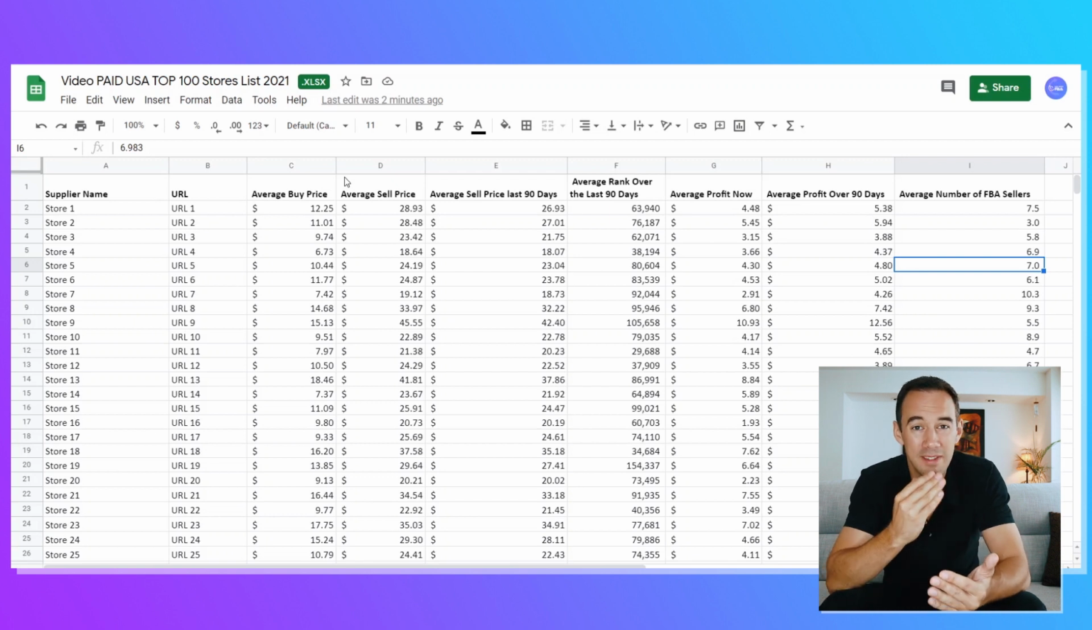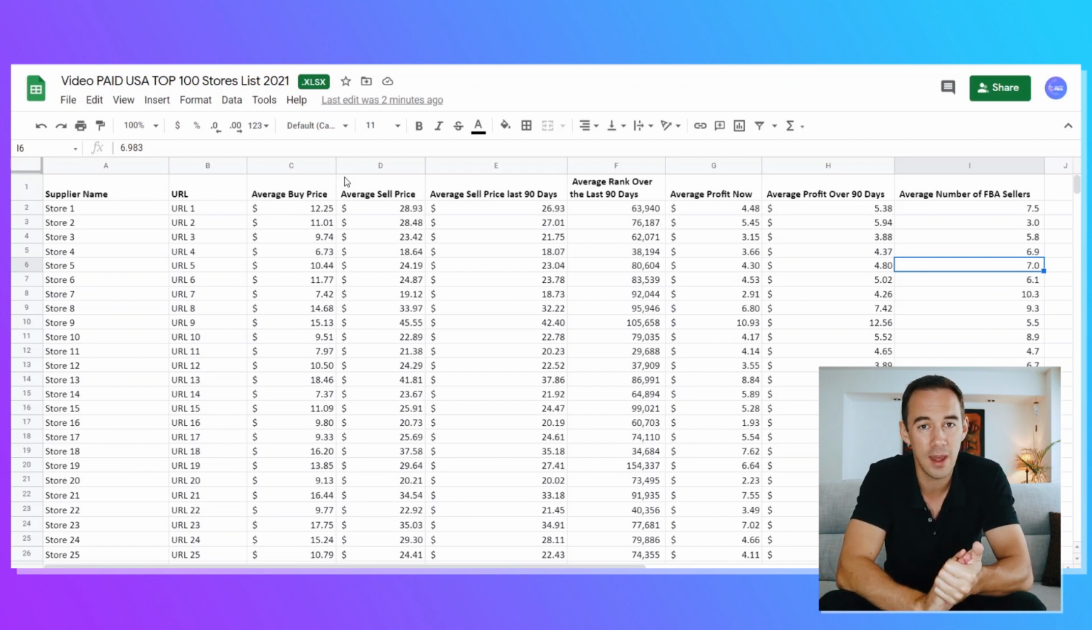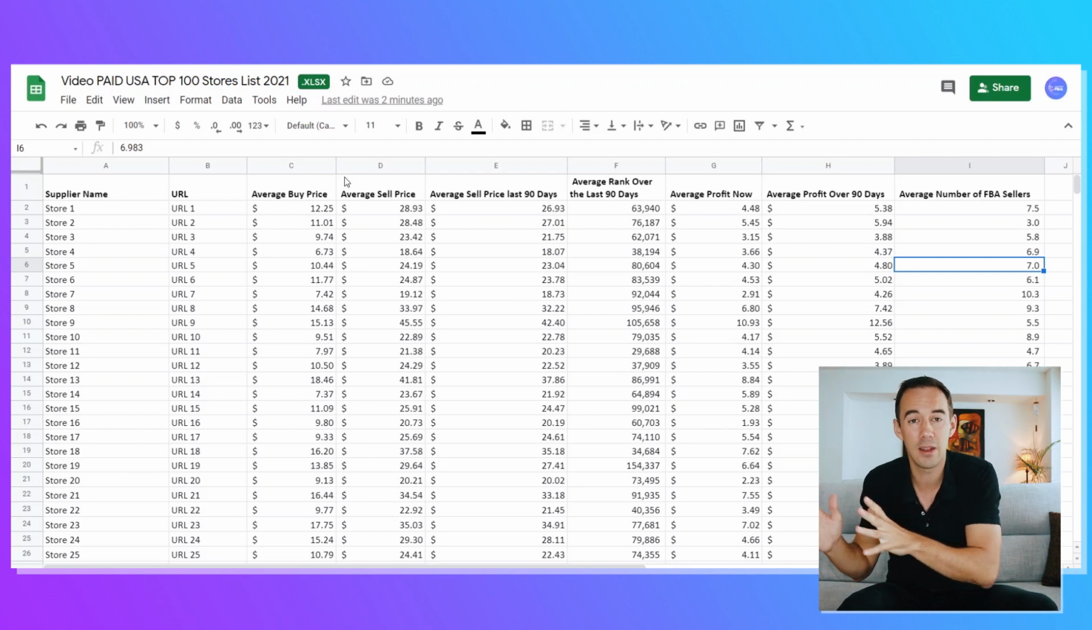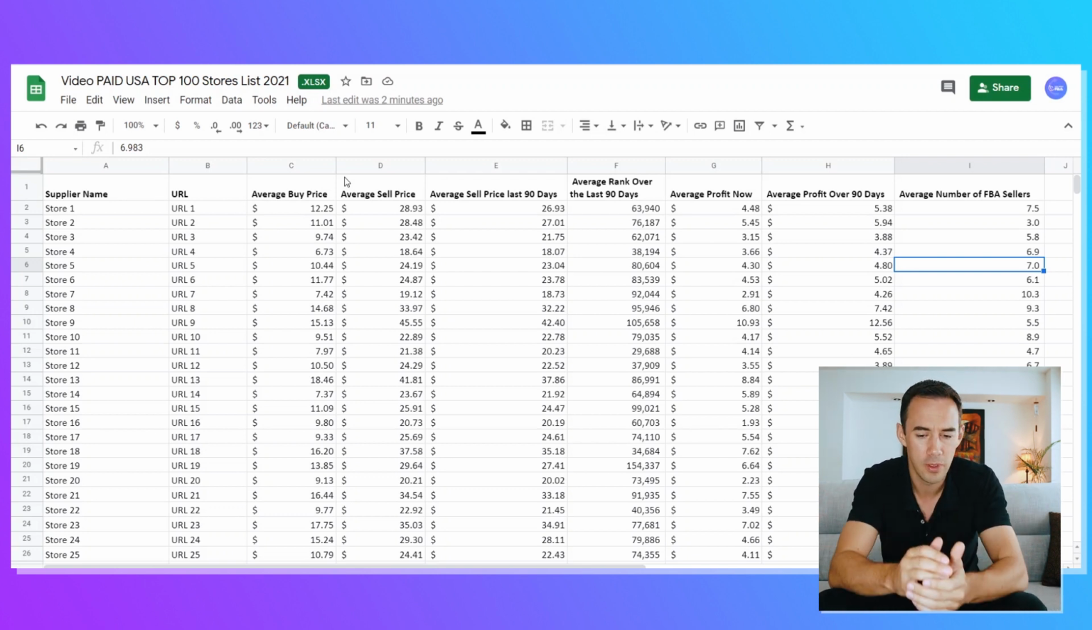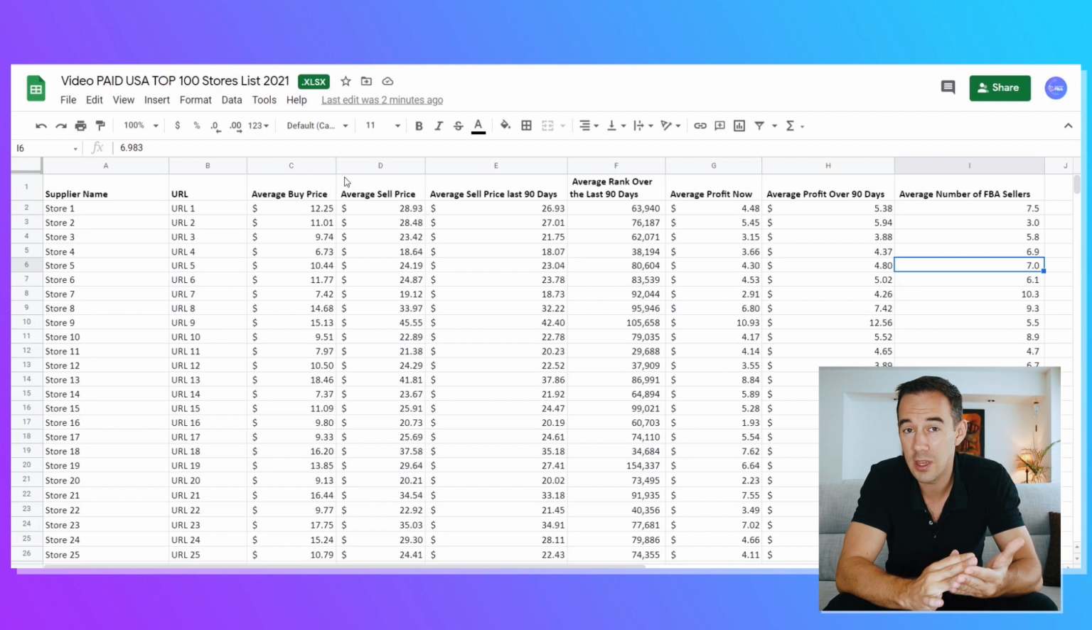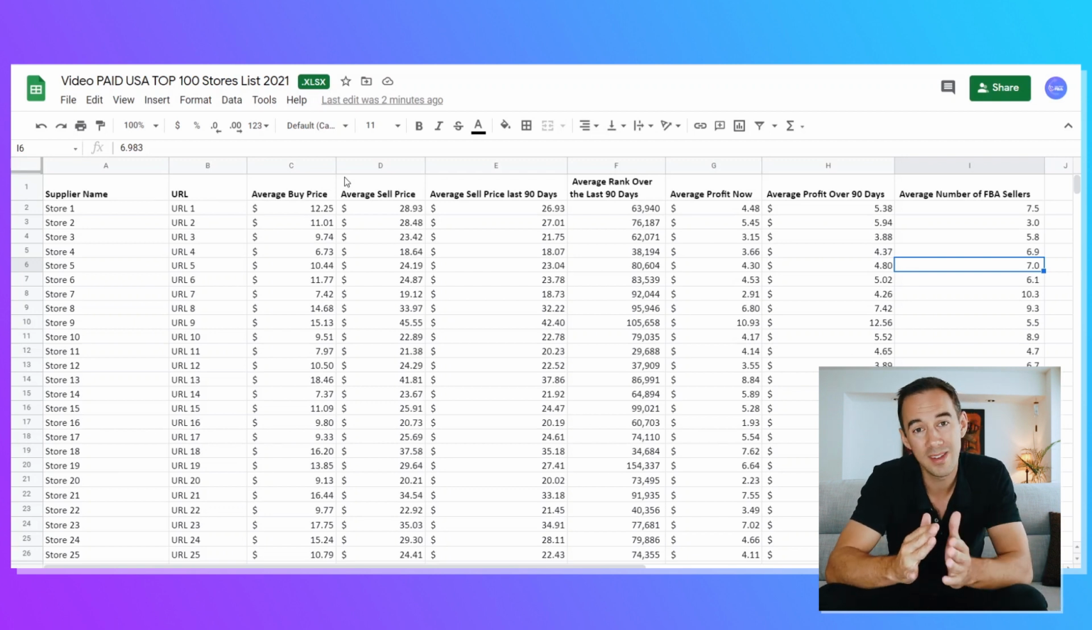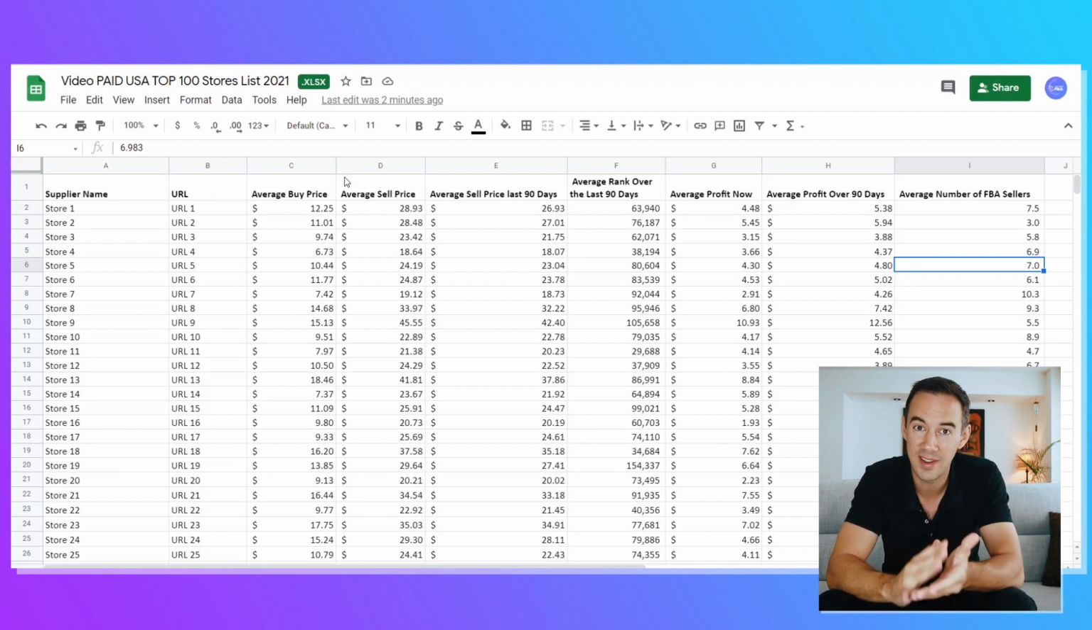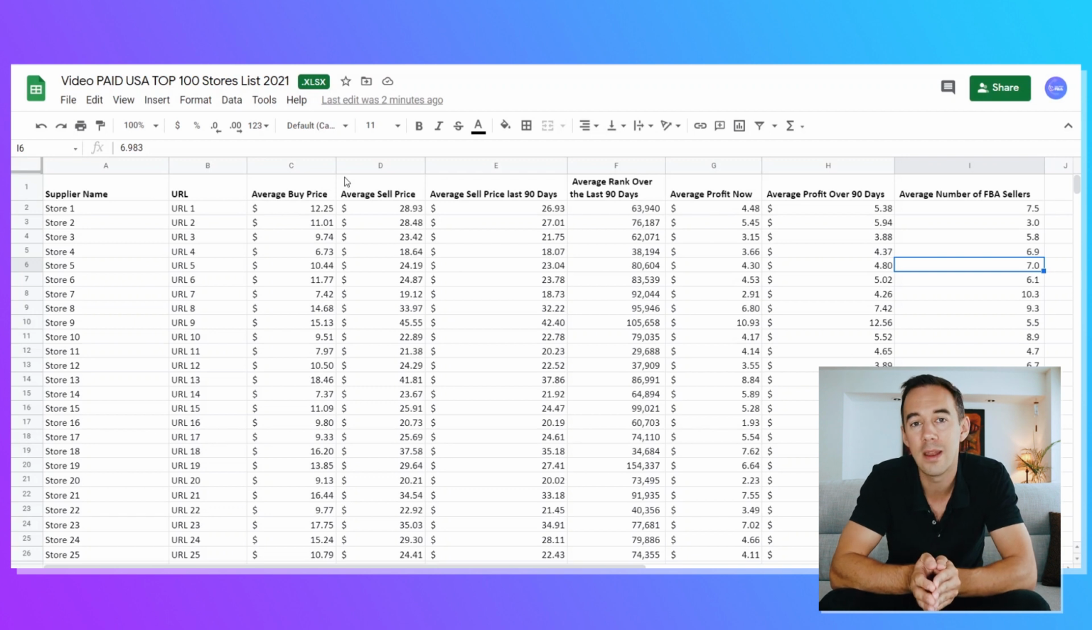So rank is about speed, the velocity you're looking to sell. Remember, we're looking for maybe fast sellers or maybe slower sellers, a different type of model. Also, you can see how much profit you're going to get if you sold it now, or how much profit you're going to get if you sold it over the last 90 days. And then finally, you can see the average number of FBA sellers on the listings. What does that mean? Competition, how much competition you're up against.